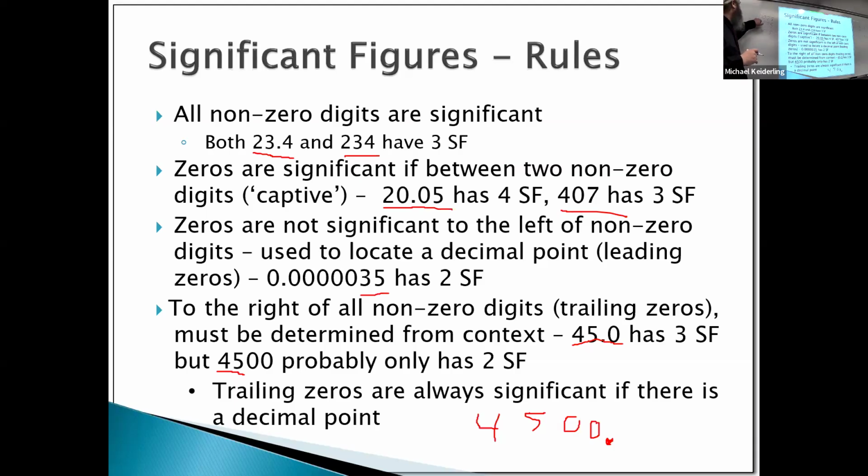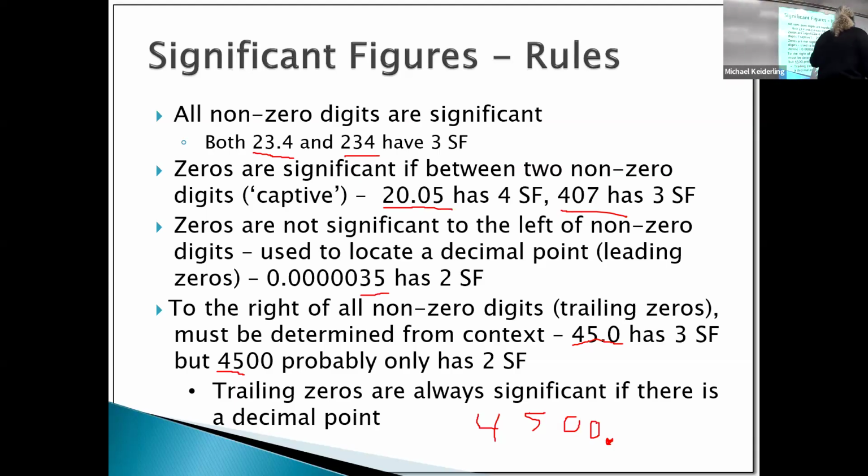But the whole purpose of these zeros is to tell you where this decimal point is in relation to the digits. We have to fill in that empty space, because if we left those out, we'd have a problem. It'd be a different number. So leading zeros are never significant. So 0.000035 has only 2 significant figures.